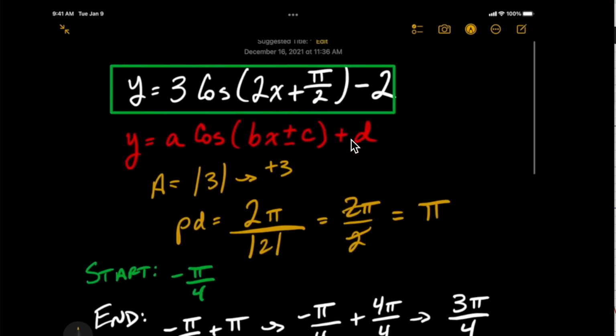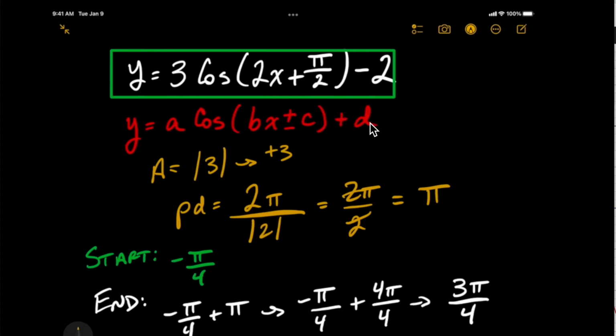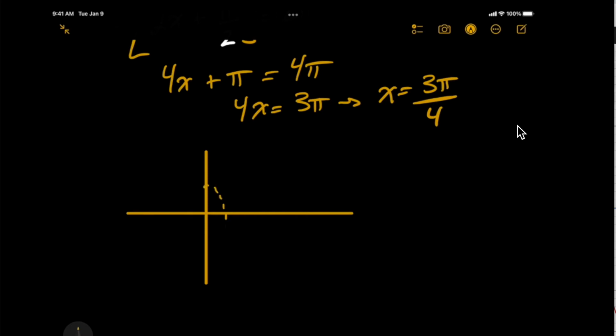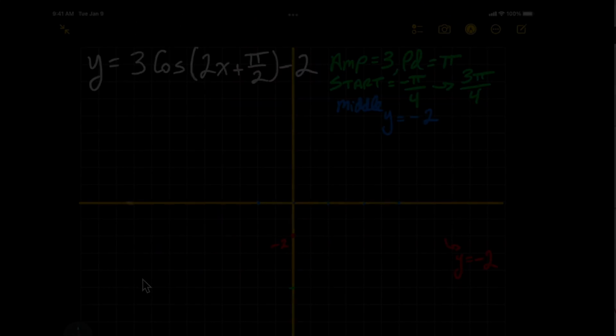Next, we look at the d-value. The d-value represents any vertical shift in the middle, or the horizontal axis of symmetry, of the function. So in this case, our function is going to be transformed or translated vertically in the negative 2 direction. Therefore, while the normal cosine function has a middle of the x-axis where y equals 0, our new middle is going to be down here at y equals negative 2. So this entire graph is going to be shifted 2 units in the negative direction.